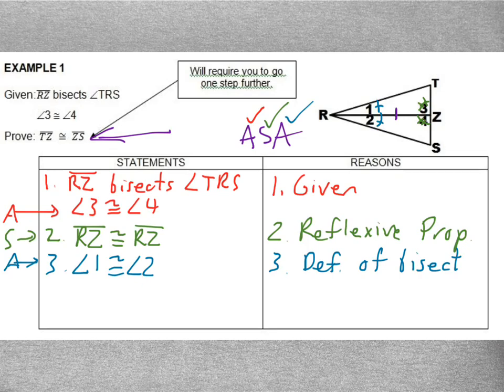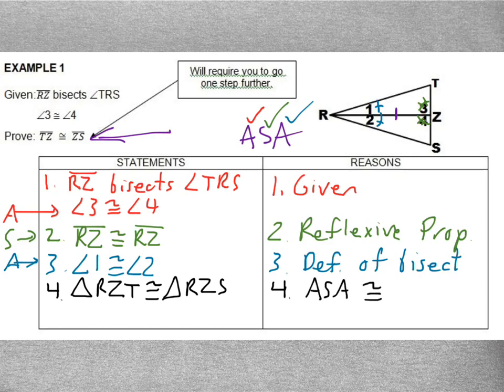So since I've completed all three parts for my congruence theorem, I can write the next statement. I can say that triangle RZT is congruent to triangle RZS. Remember here that the order of the letters matters, because the order I put the letters shows me which parts of the triangles correspond to each other. Note that you could have written this statement in another order if you so chose. What's my reason for this statement? Well, we were already using angle side angle, so it's the angle side angle congruence theorem.